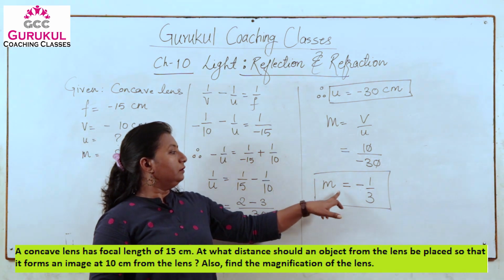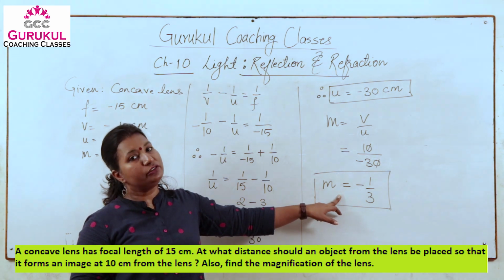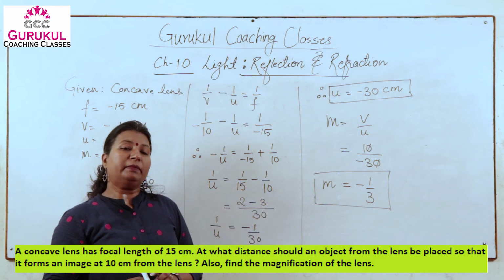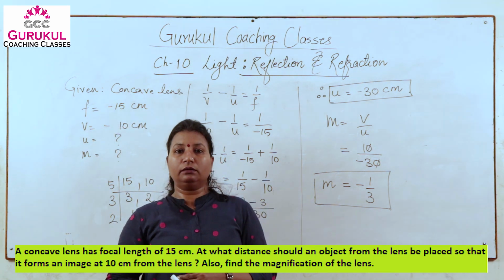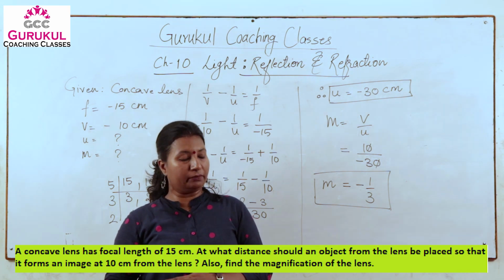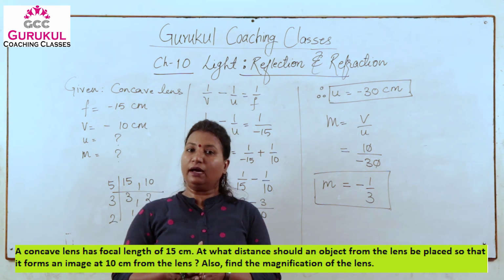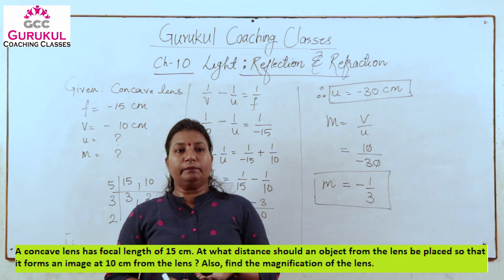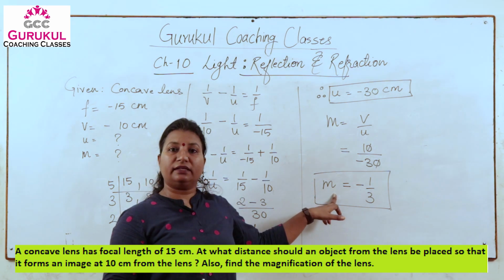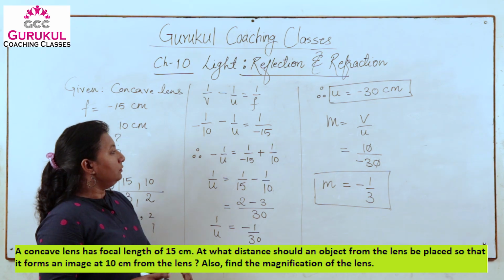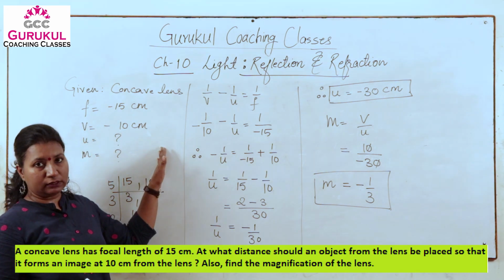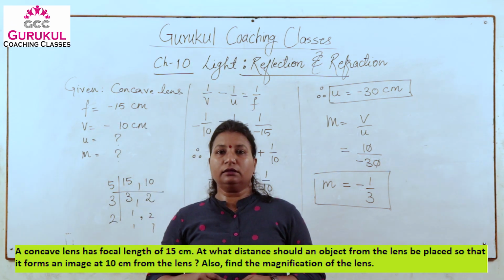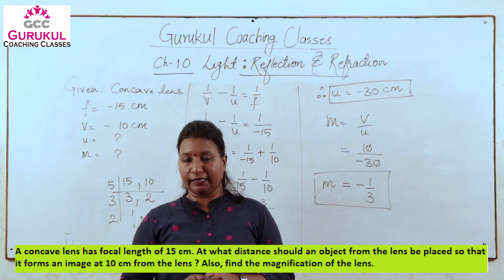Which means we are getting the diminished image, right? Magnification is minus 1 by 3. When the magnification is less than 1, then we are always getting a diminished image. For the same height, magnification is always 1, and for an enlarged image, magnification is always greater than 1, right? So like this we have to solve certain numericals, which I will give you in the form of PDF, right? I think now you are able to solve the numericals.